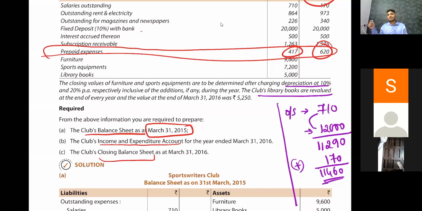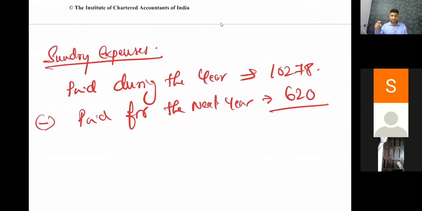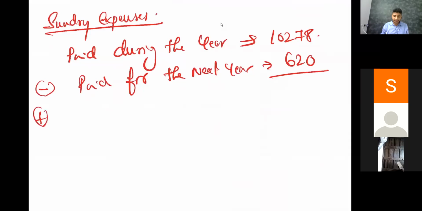So we have to consider it for this year's expense. That is where we have to add it to the current year's expenses. So what will I do? Add advance paid in previous year.